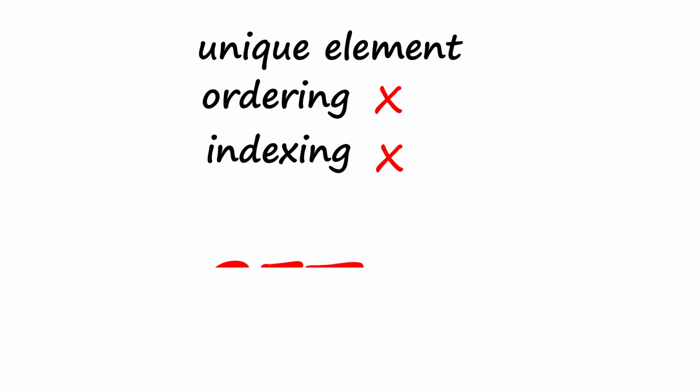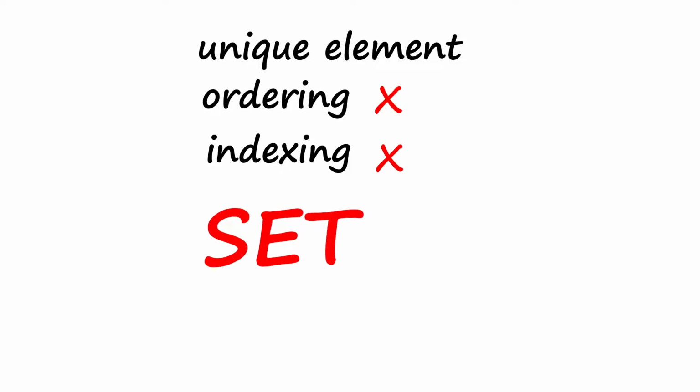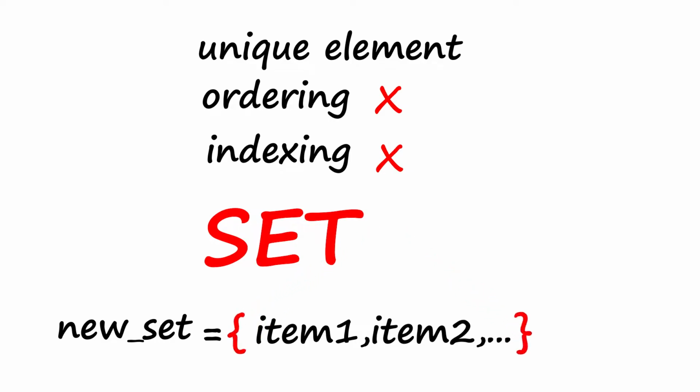When you want to use a collection with unique elements and you don't care about the ordering and indexing, then the set is the best solution. That's because the set is an unordered and unindexed collection. It also doesn't allow any duplicate elements inside it. To define a new set, we put the elements between curly brackets. Now let's move to the coding to see how we can deal with sets in Python.